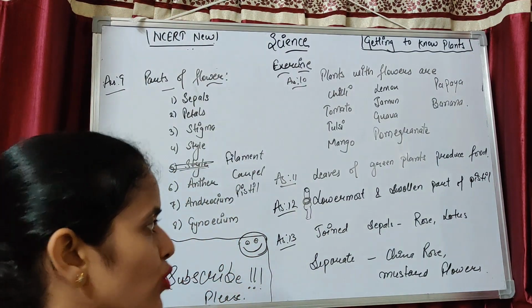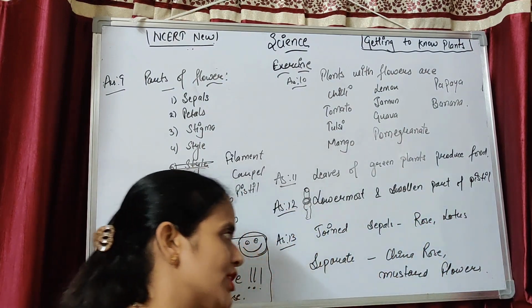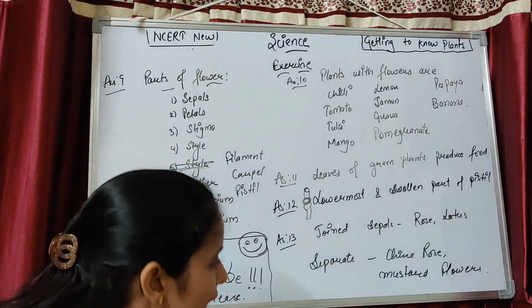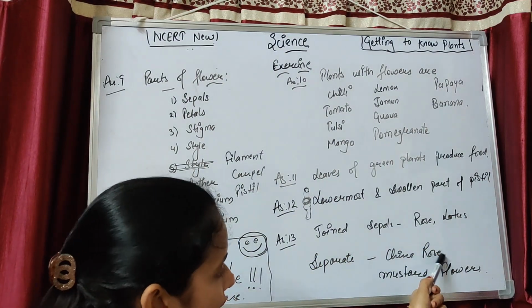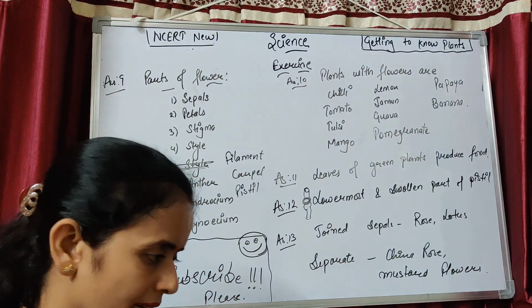Question number 13. Name 2 flowers each with joined and separate sepals. We have to write 2 flowers, those which have joined sepals and those which have separate sepals. So in joined sepals we have rose and lotus, and in separate sepals we have China rose and mustard flowers. Clear? Our exercise is complete here.